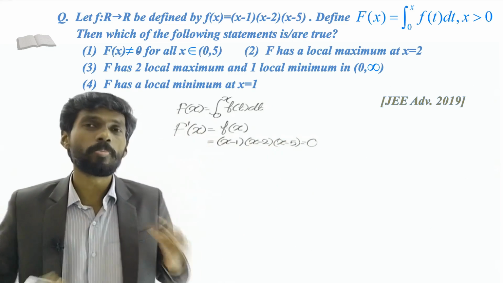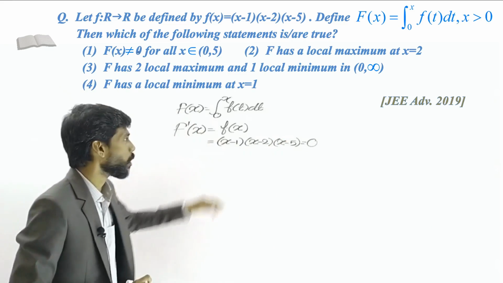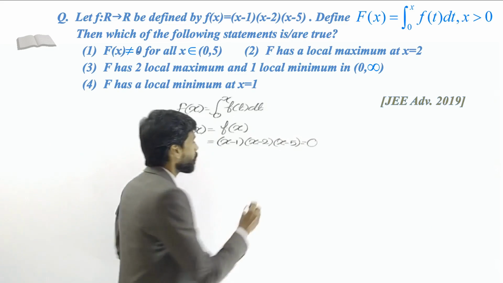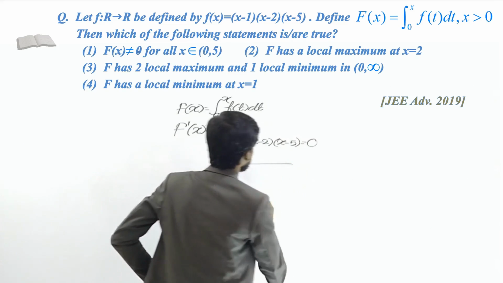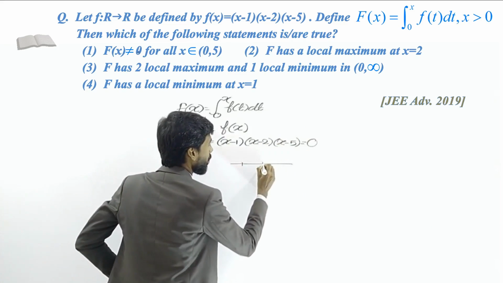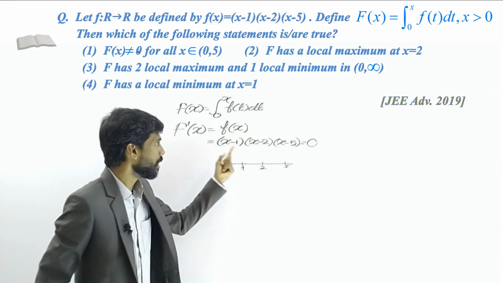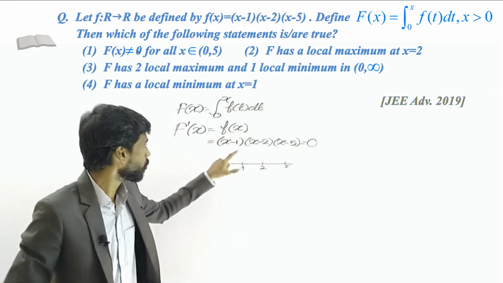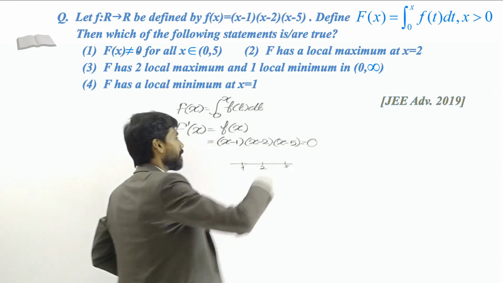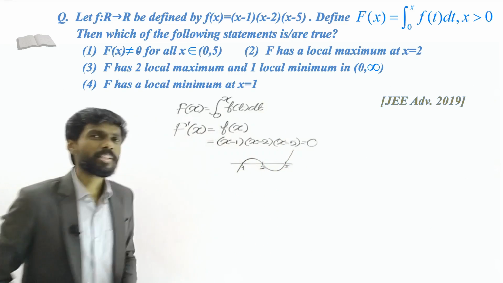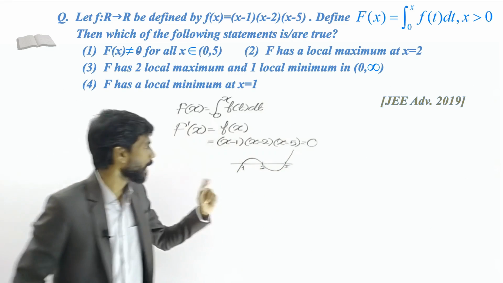But at which point it is maximum and which point it is minimum, you have to find the second derivative, or use the first derivative test, whatever. But we're not going to use any of this. Simply let us draw the graph of the derivative of the function. So 1, 2 and 5. Now this is an odd degree polynomial, and the leading coefficient is 1, so as x tends to infinity it is infinity. So something like this. Let us use the first derivative test here, that will be easier to deal with.